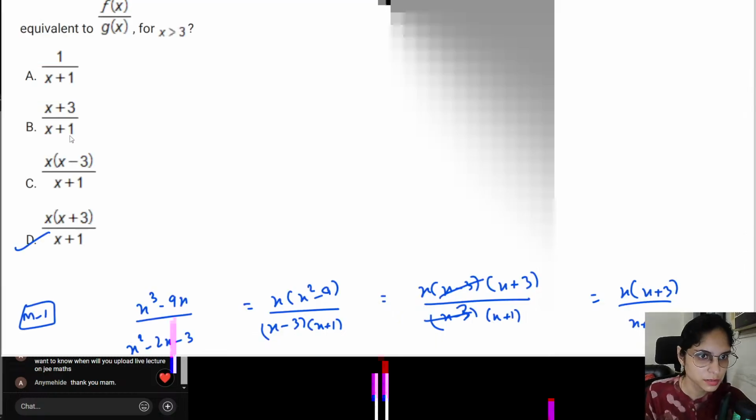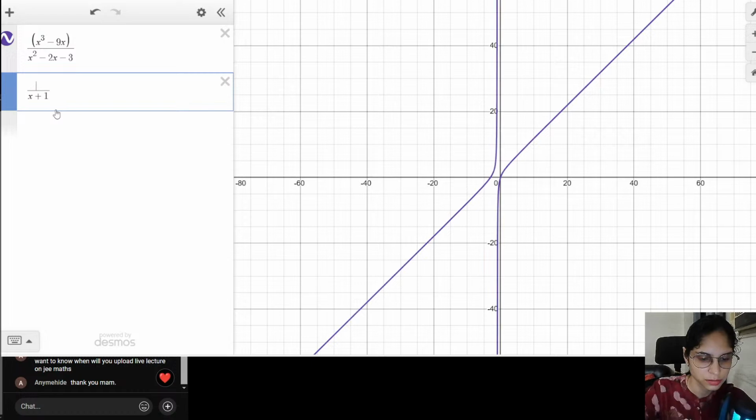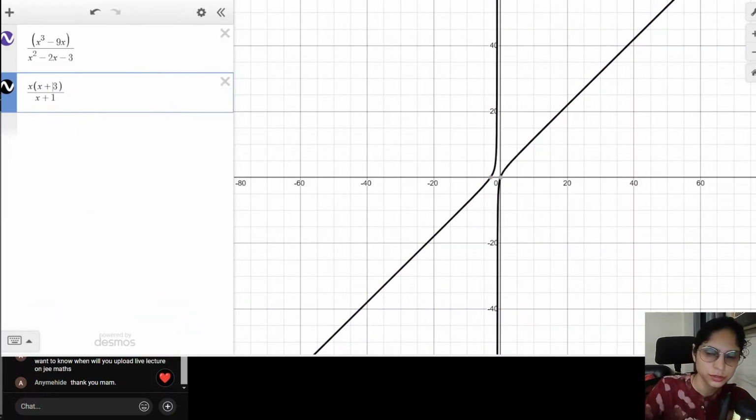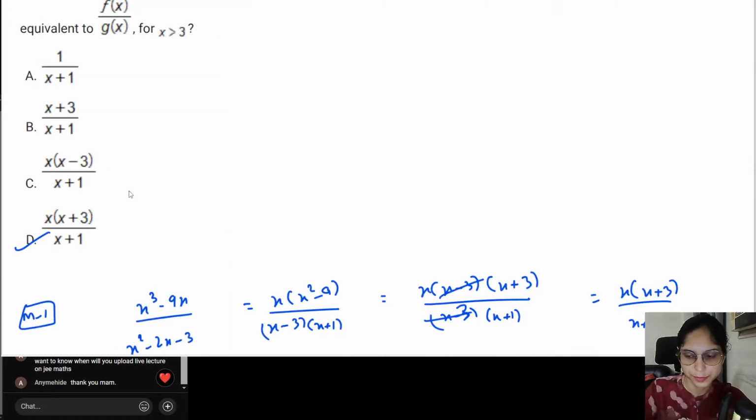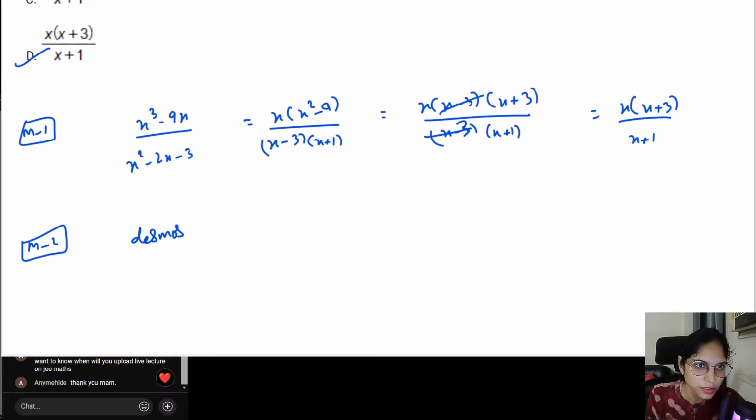Two different graphs. X times x minus 3. Two different graphs. X times x plus 3. So this is also quicker. You see the graphs are overlapping, so D is the correct answer. So you can also use Desmos or you can also factorize, whichever method you find fastest, go for it.